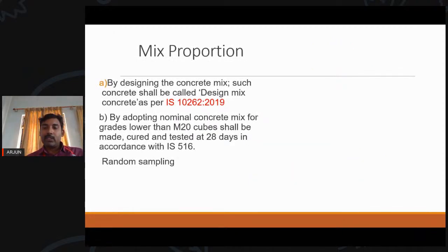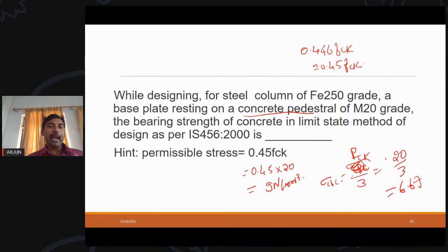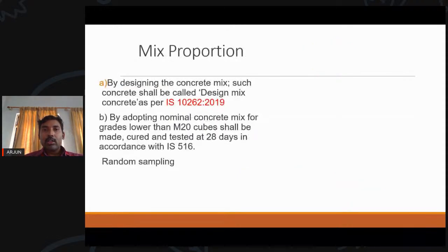Next, these are some of the problems that have been asked in previous GATE examinations. Moving on to some of the important aspects which come under IS 456, the first one is mix proportioning. Generally we have to do the mix proportioning for concrete as per IS 10262 2019, the latest code book. But sometimes, in the absence of proper data, we might have to adopt the nominal mix. We can go with the nominal mix if the grade of the concrete is less than M20.